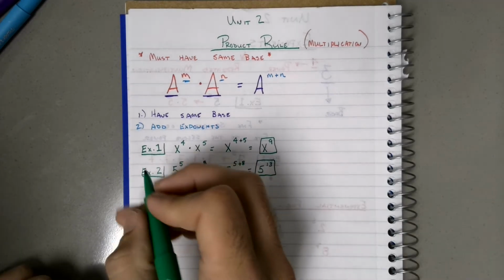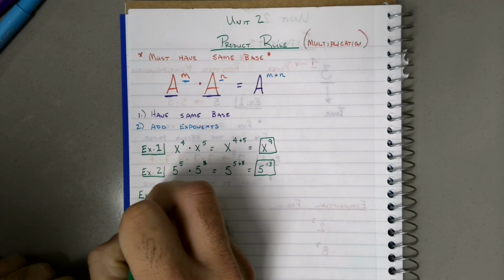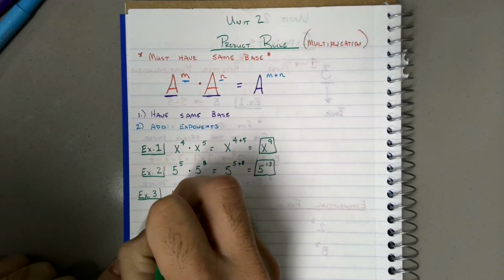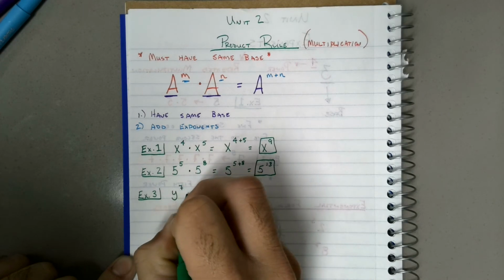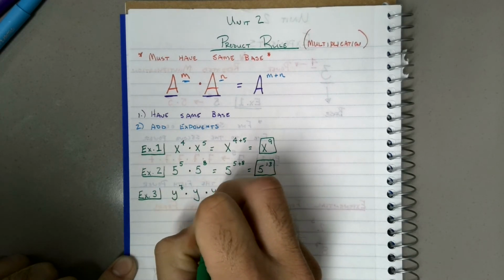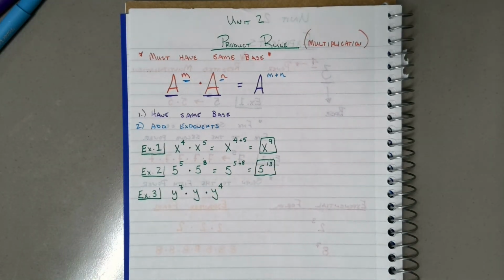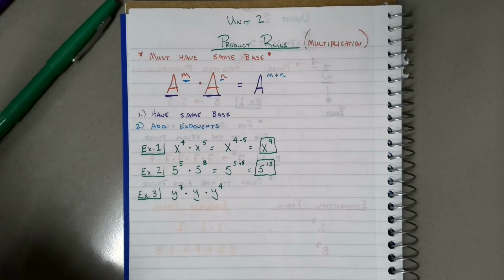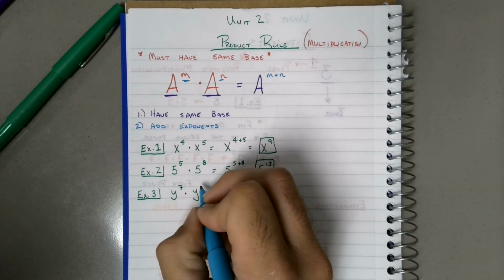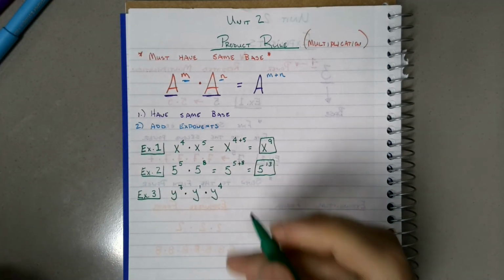So let's look at one that's just a little more complicated. All right? Let's say if I have y to the 7th power times y times y to the 4th power. Okay? One thing to remember, what is this invisible exponent here? Y is by itself. That is to the first power. Okay, so keep that in mind. That's to the first power.